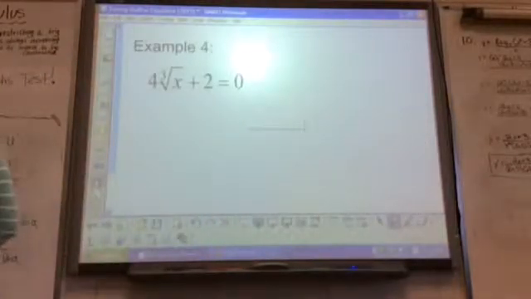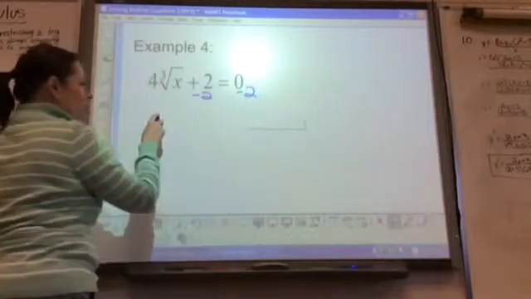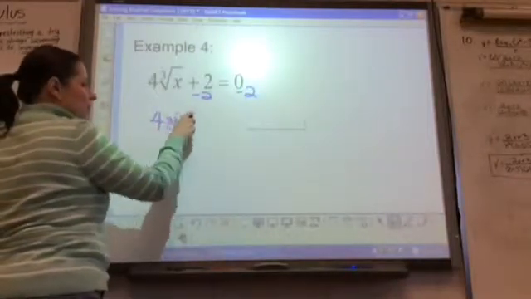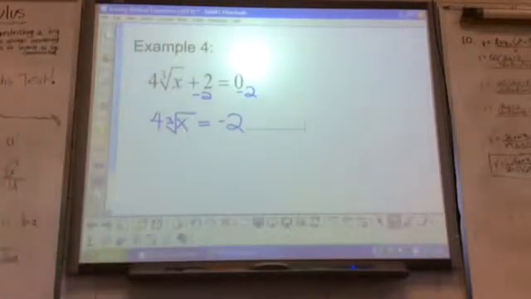First step is get radical by itself. So looking at that, what do I need to do first? Minus 2, good. Move the 2 over. So now we've got 4 on the cube root of x equals negative 2. Now what?